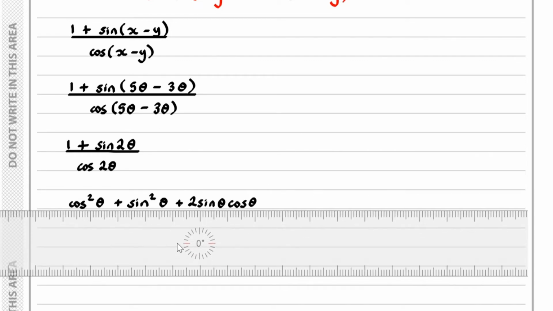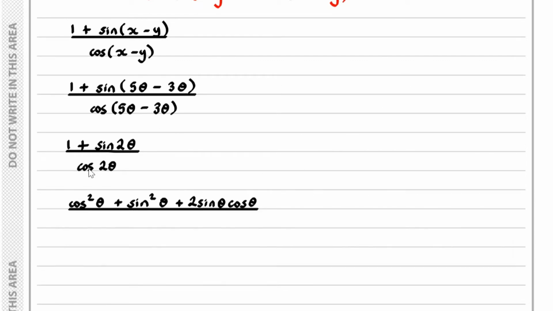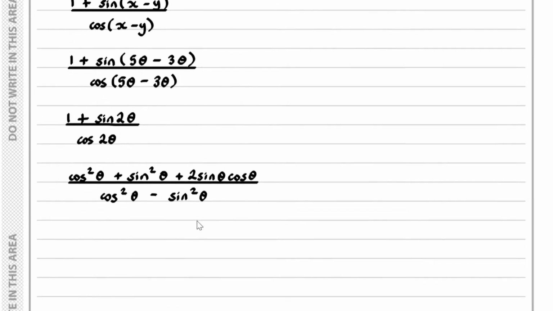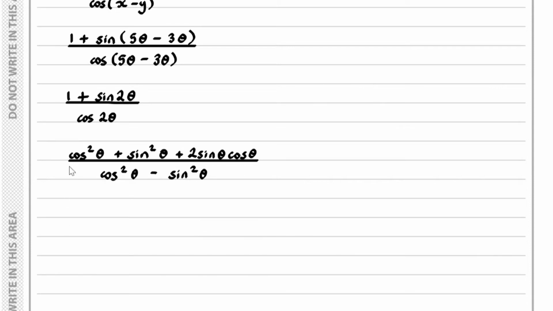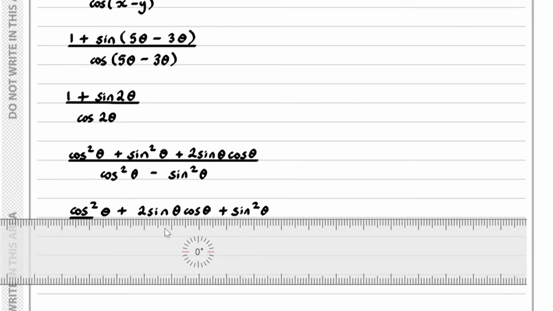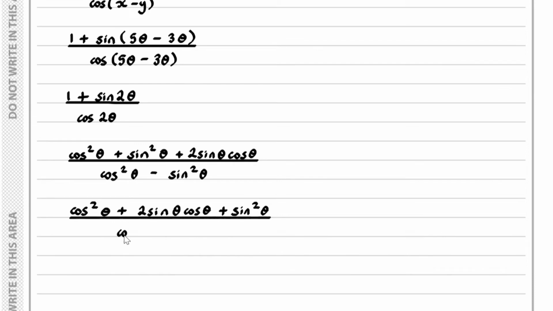And on the bottom, cos of 2 theta we can write as cos squared theta minus sine squared theta. Now, let's rewrite this as cos squared theta plus 2 sine theta cos theta plus sine squared. And then I'm going to divide this by cos squared theta minus sine squared theta.